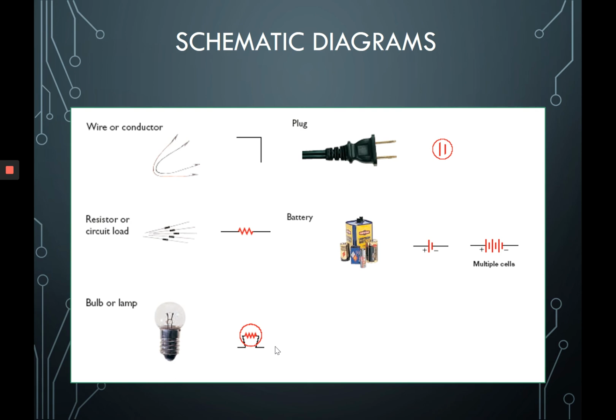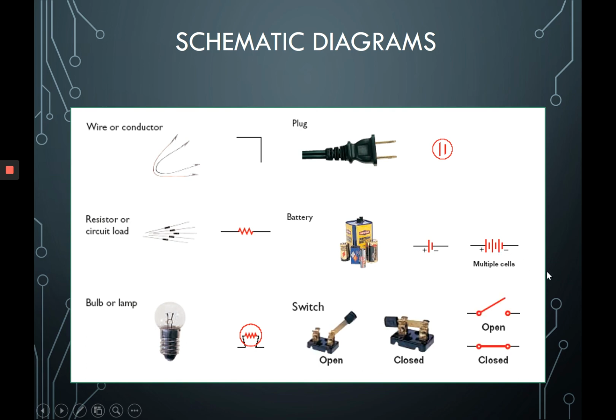A single battery is a long line and a short line, with the long line being the positive and the short line being the negative. If you have multiple batteries, then you're going to see long line, short line, long line, short line. Here we have 3 batteries in this picture, because there's a long, short, long, short, long, short. And then we have a switch, which kind of looks like a switch. Here you have an open switch, and this is what a closed switch would look like.